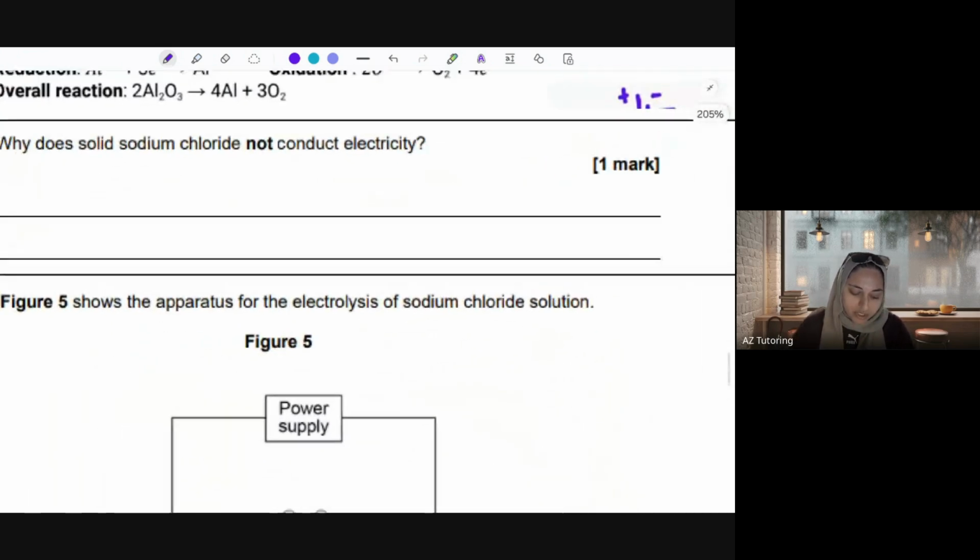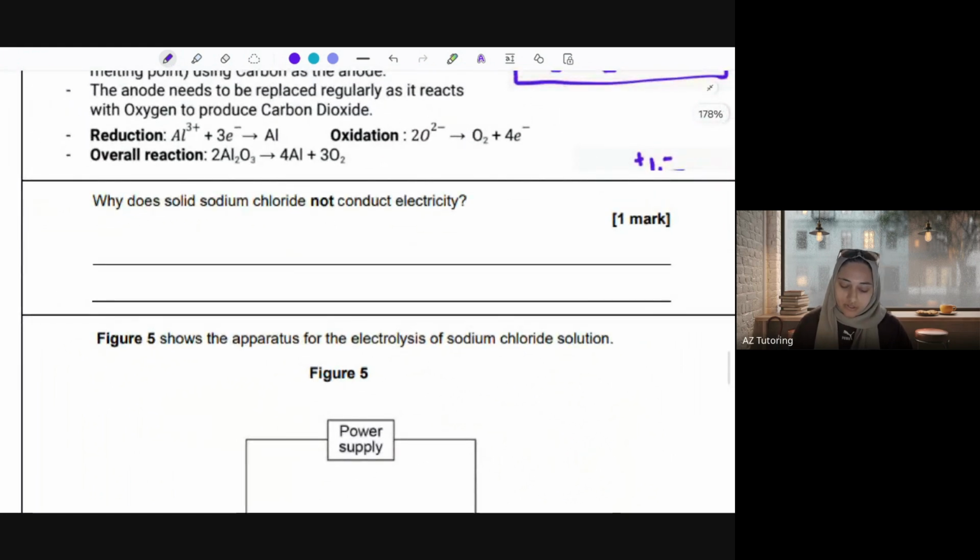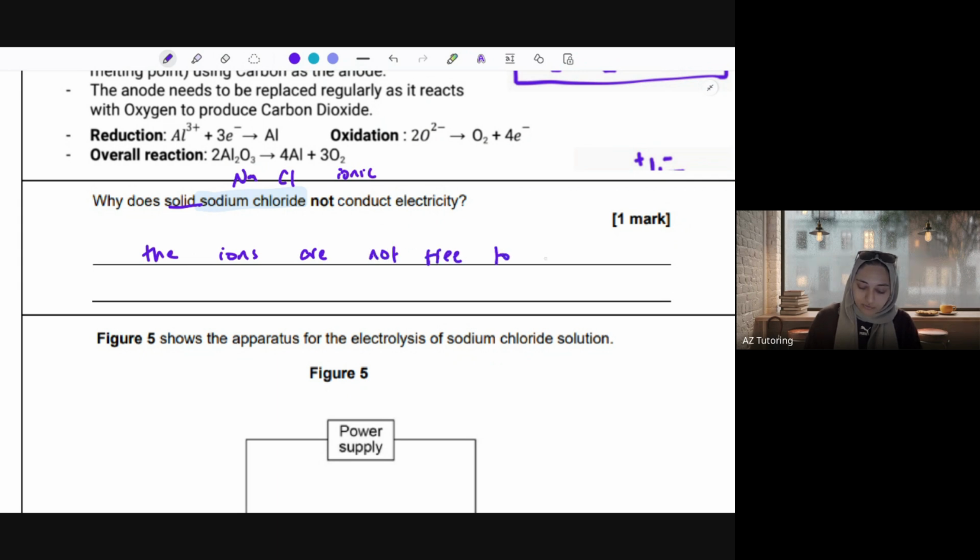It says here, why does solid sodium chloride not conduct electricity? Okay, in this question, you should be thinking, well, what is sodium chloride? Sodium's in group 1, which is a metal. Chlorine's in group 7, which is a non-metal. So metal and non-metal, this is ionic bonding. So therefore, this is an ionic compound. And the reason why a solid ionic compound does not conduct electricity is because ions are in a fixed position. So all you would say is the ions are not free to move.